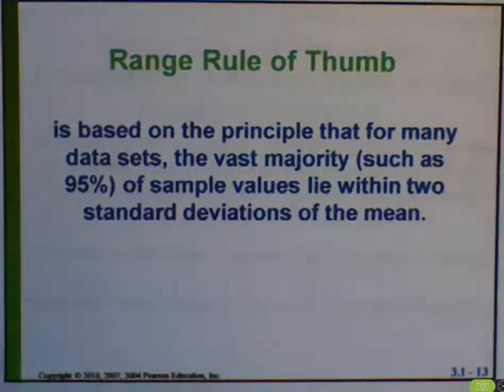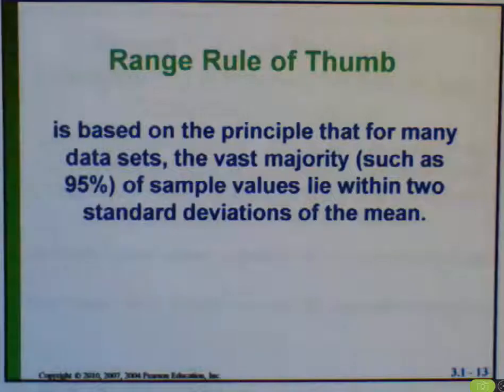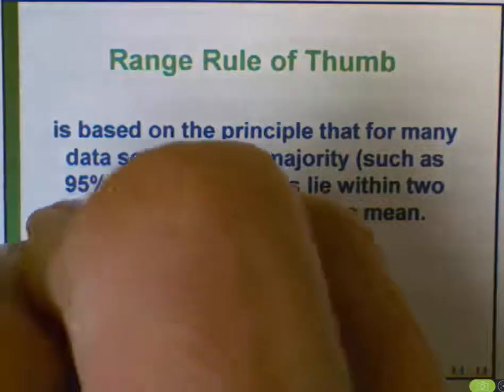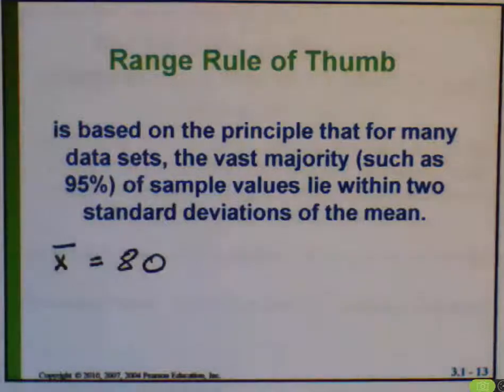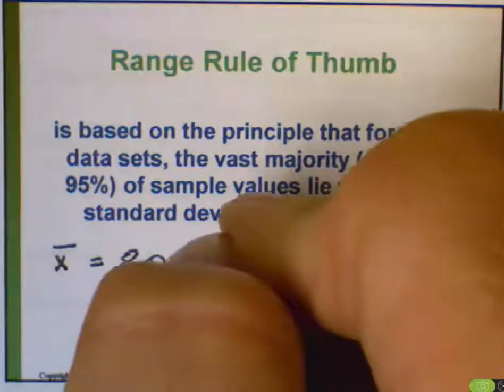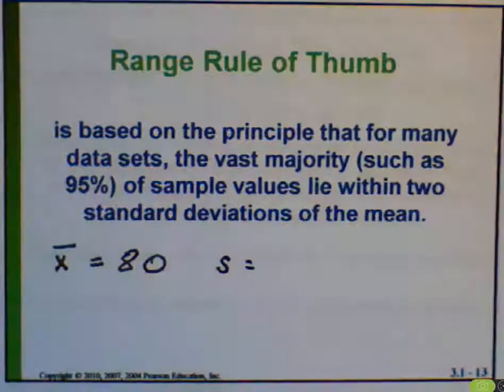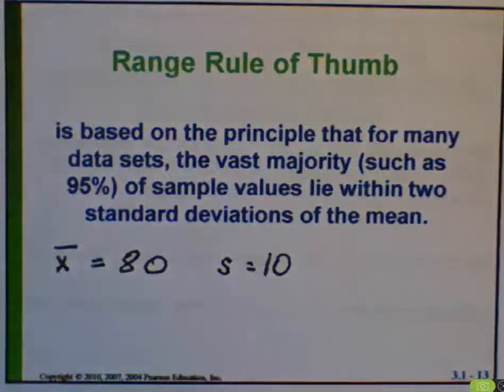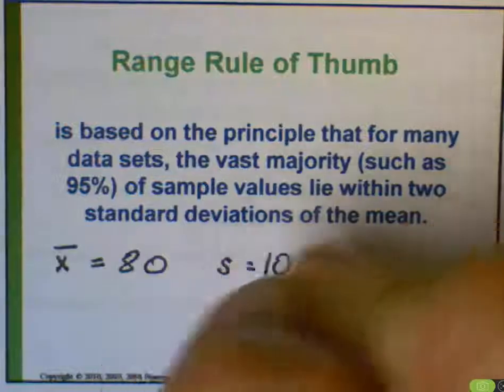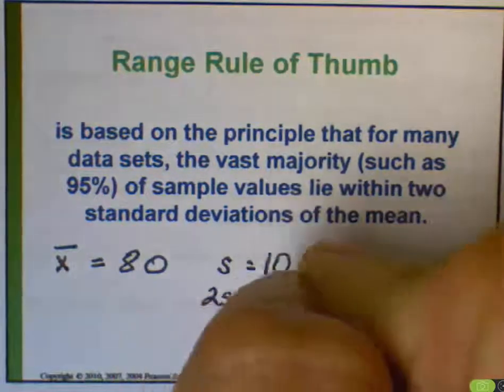Now, let me make sure you understand what that means. Let's say I was talking about a sample of test scores, and the mean of my sample was 80. X bar is the mean, and the standard deviation for my sample set of test scores, which is S, is 10. If one standard deviation is 10, then what would the value of two standard deviations be? Well, two standard deviations would be 20.